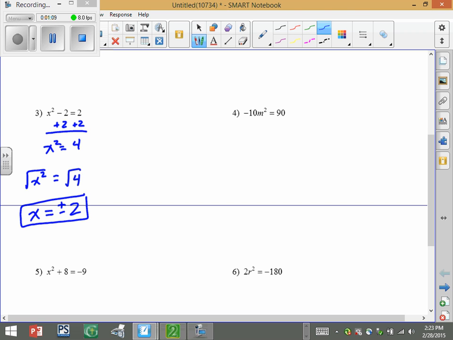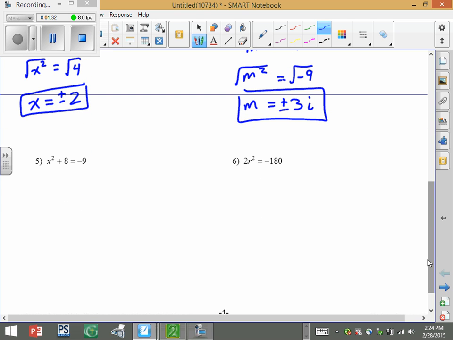Here, divide both sides by negative 10 to isolate the m squared. So m squared equals negative 9. Now we need to take the square root of m squared, which means we need to take the square root of negative 9. m squared will turn into m, and here we know the square root of 9 is 3. And then we also have the i, and don't forget the plus or minus out front.